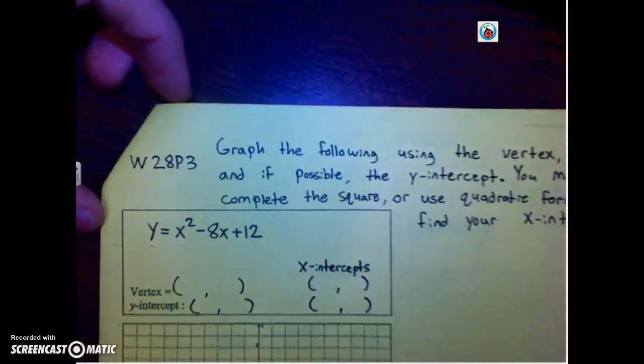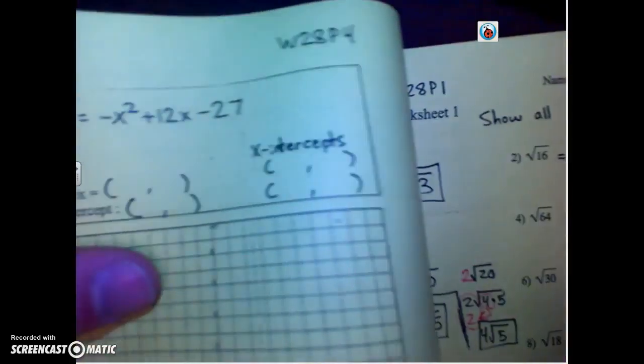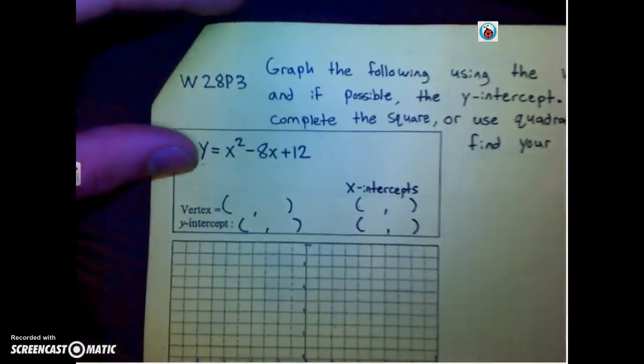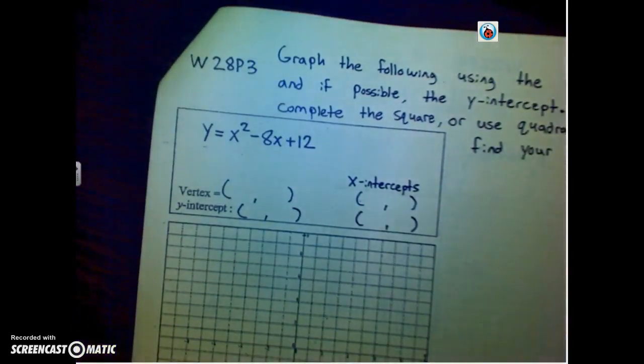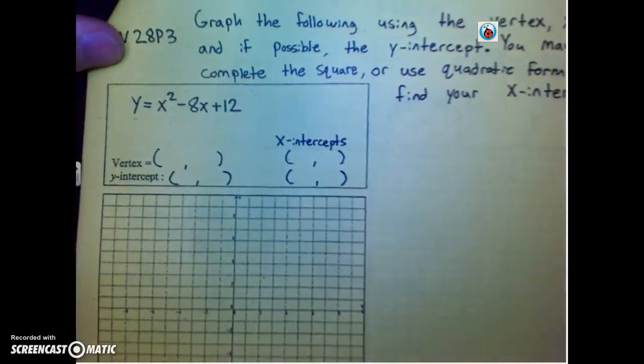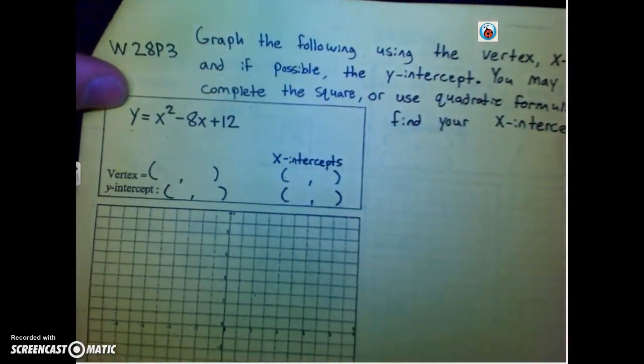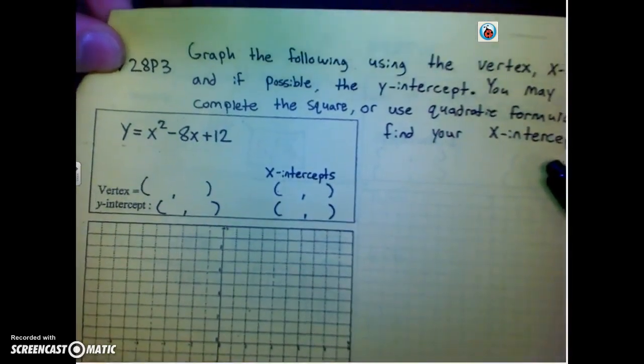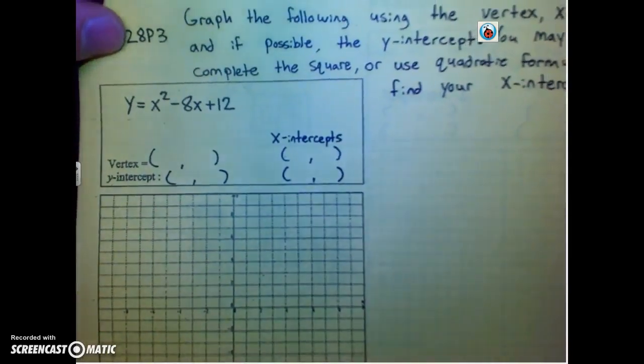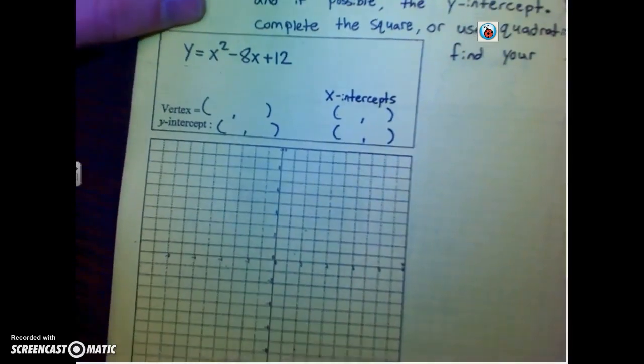Alright, so here we go. On week 28, page 3 and page 4, all follow the same instructions here. It says graph the following using the vertex, the x-intercepts, and if possible, the y-intercept. It may not fit on there. And I said you may complete the square, use the quadratic formula to find your x-intercepts, or factor. Whichever method that you want.